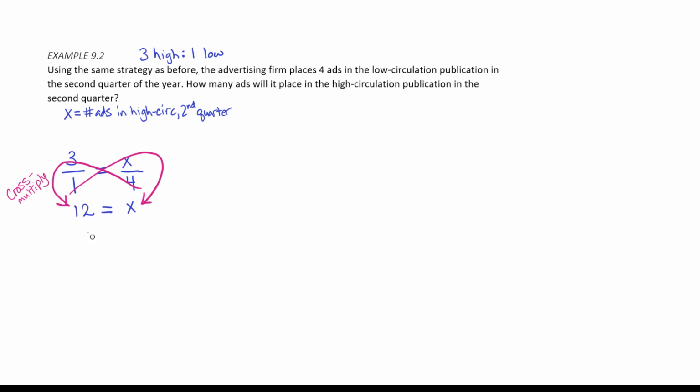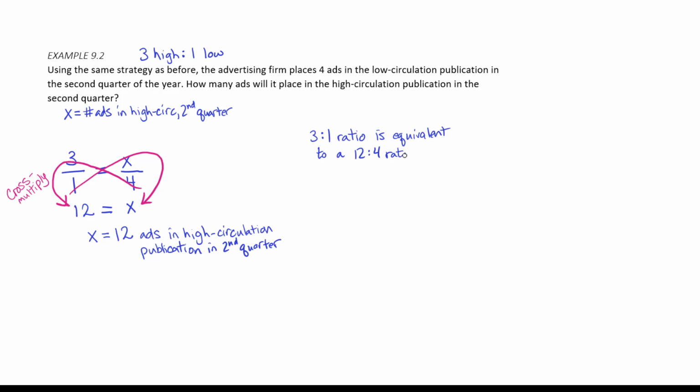And in fact, we don't have anything else to do other than maybe to write it more conventionally as x equals 12. So what is x in this case? X is the number of ads in high circulation. So they should place 12 ads in the high circulation publication in the second quarter. And they should do that to preserve the ratio of 3-to-1, high to low, when they have placed 4 ads in the low circulation publication. So what we have proven here is that a 3-to-1 ratio is equivalent to a 12-to-4 ratio.